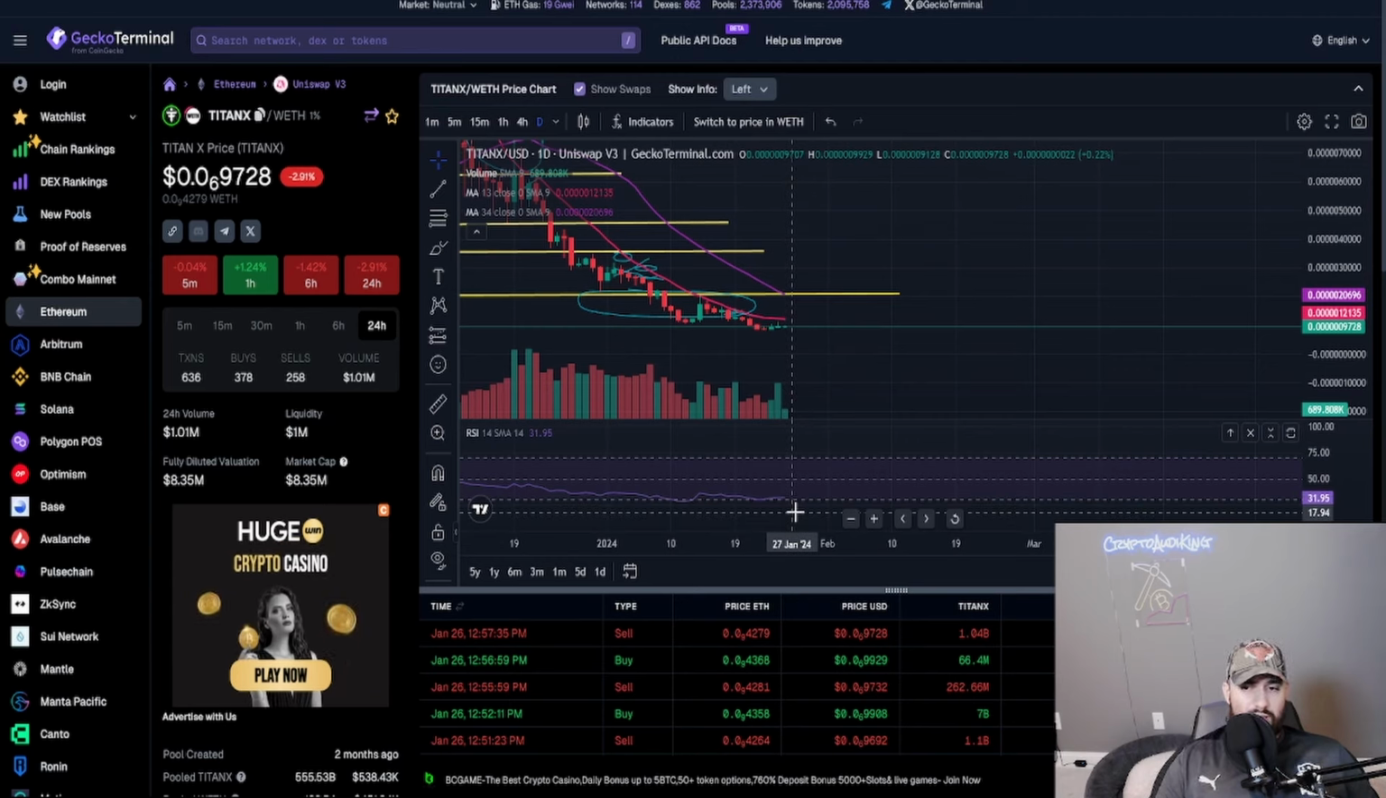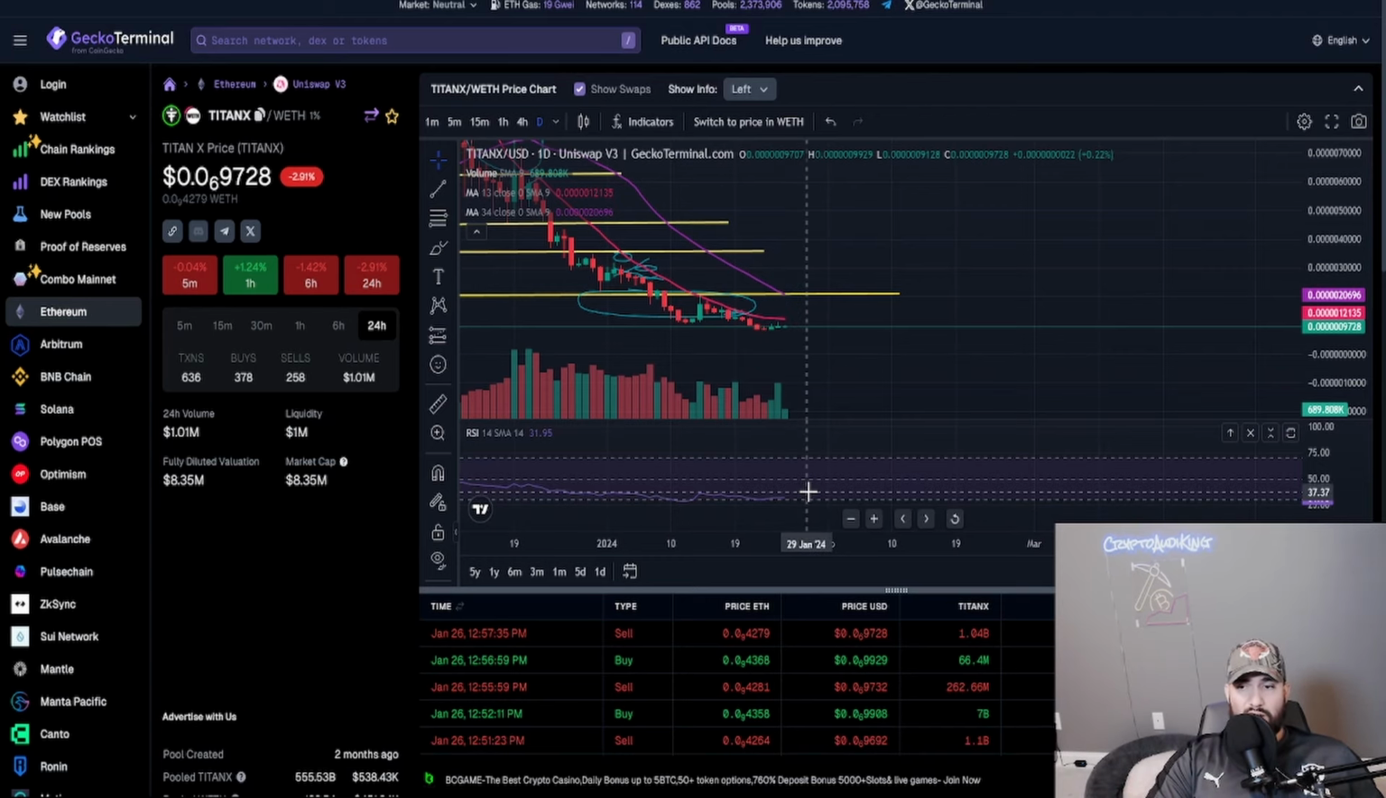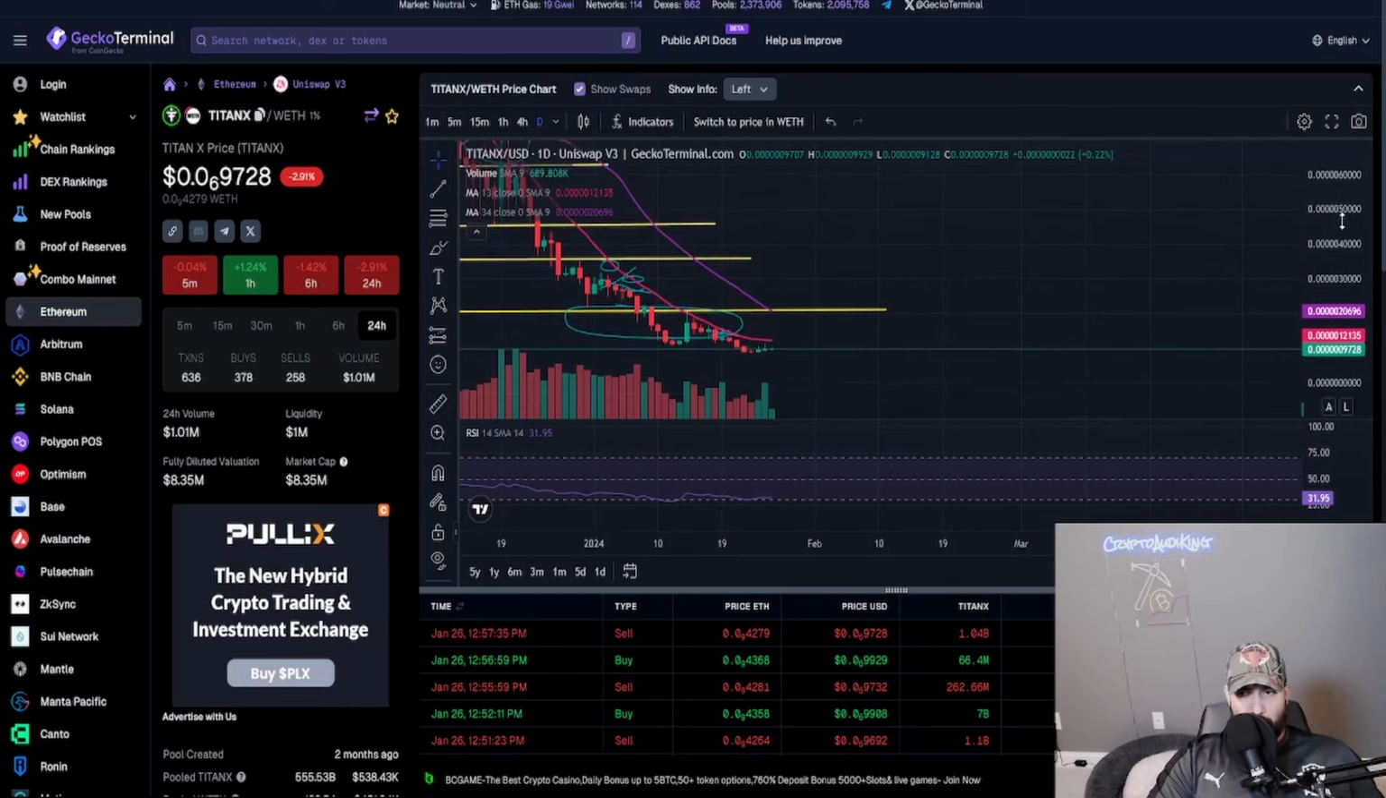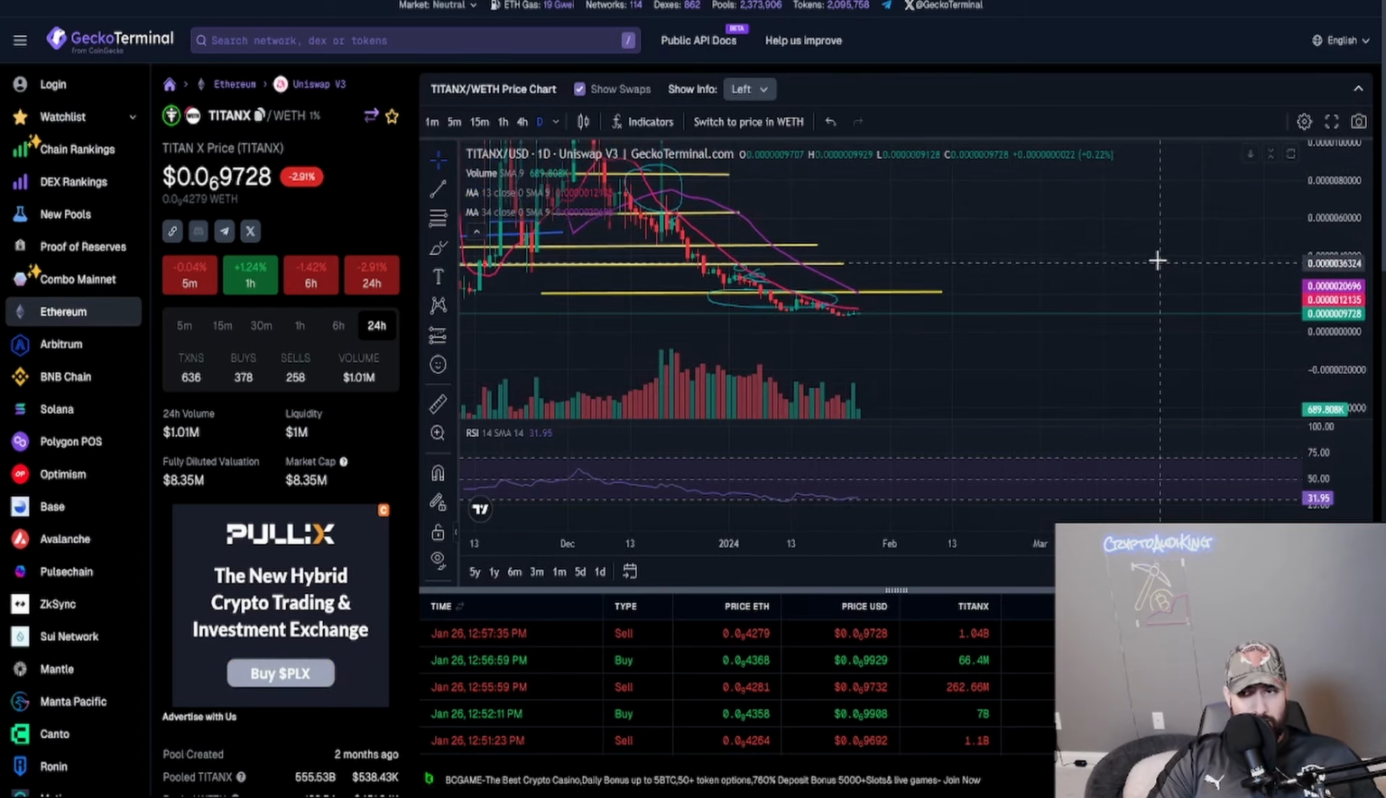Anything below is of course oversold. Eventually it bounces right back up, but right now it seems to be having more than enough room, this big gap over here, more than enough room for it to do some parabolic moves. So hopefully it does that soon.